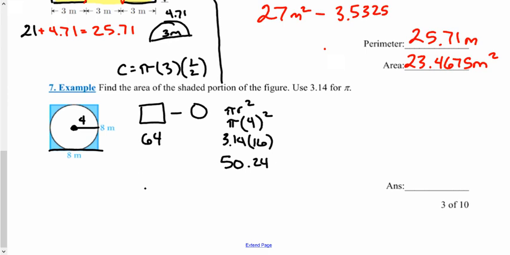So we're going to be taking 64 minus 50.24. Okay. And when we subtract those, we end up getting 13.76 square meters. And it is area. That's how we end up getting this shaded portion. The whole square is 64 square meters. Then we have the circle we found to be 50.24 square meters, and we subtract those two to find the shaded part. Okay? All right.